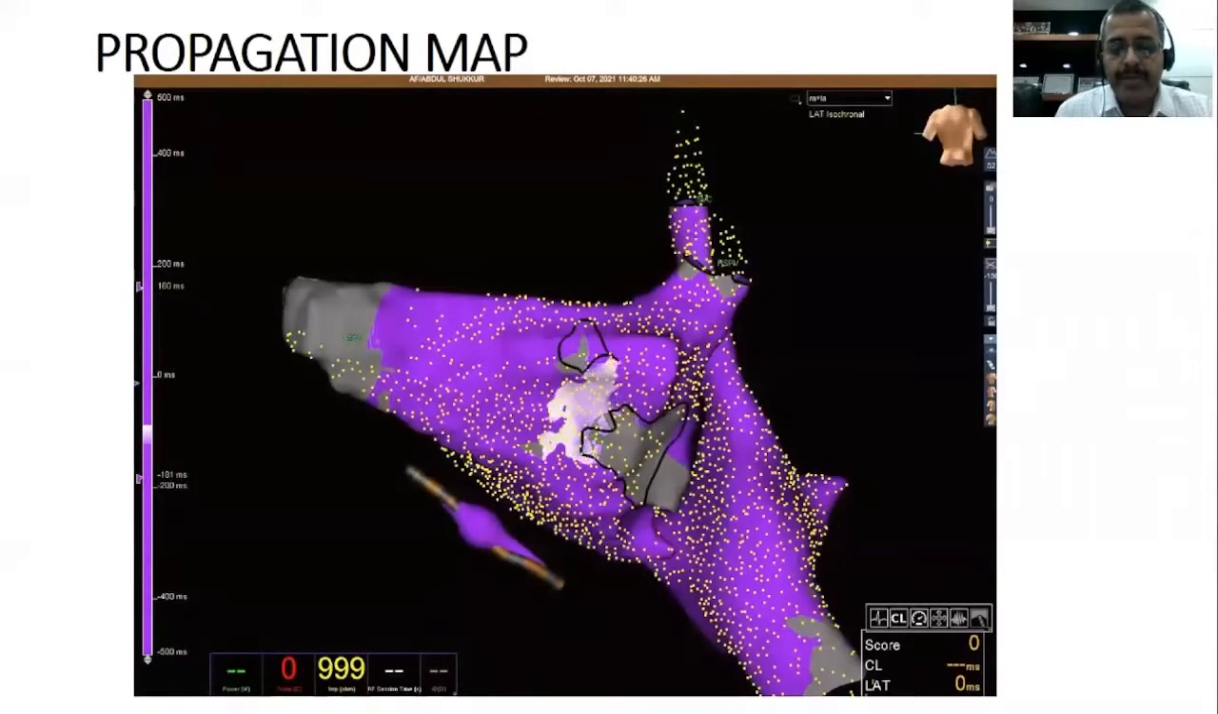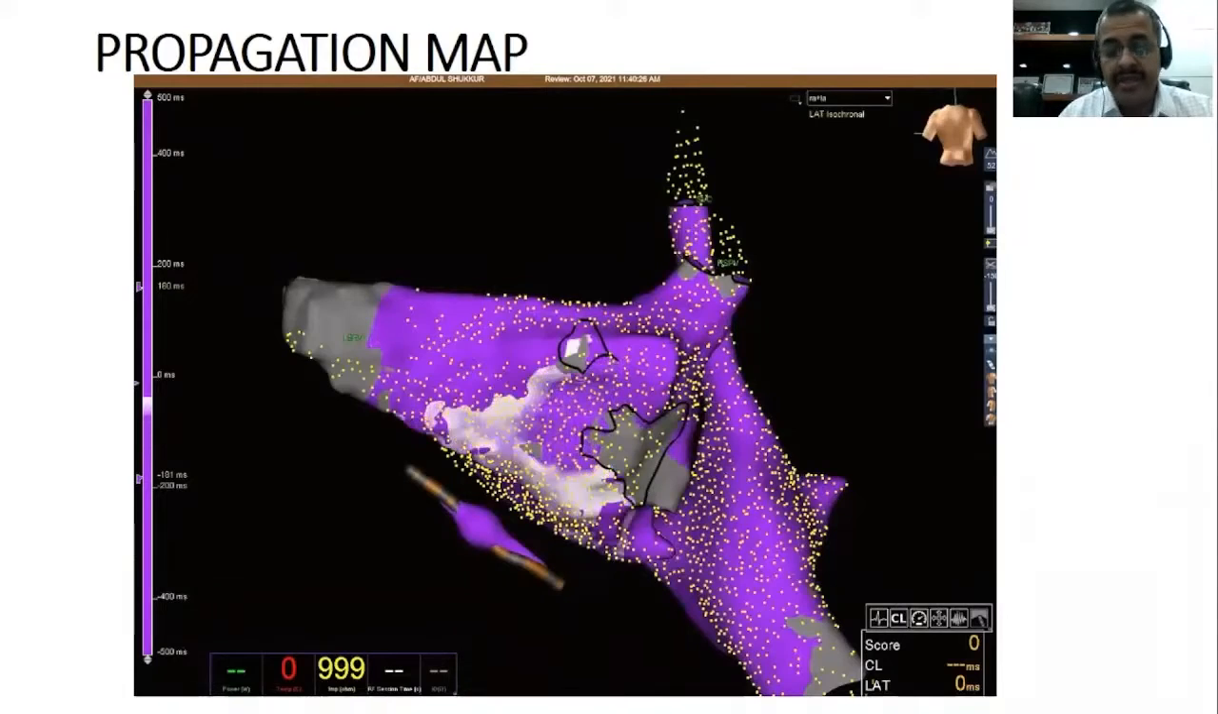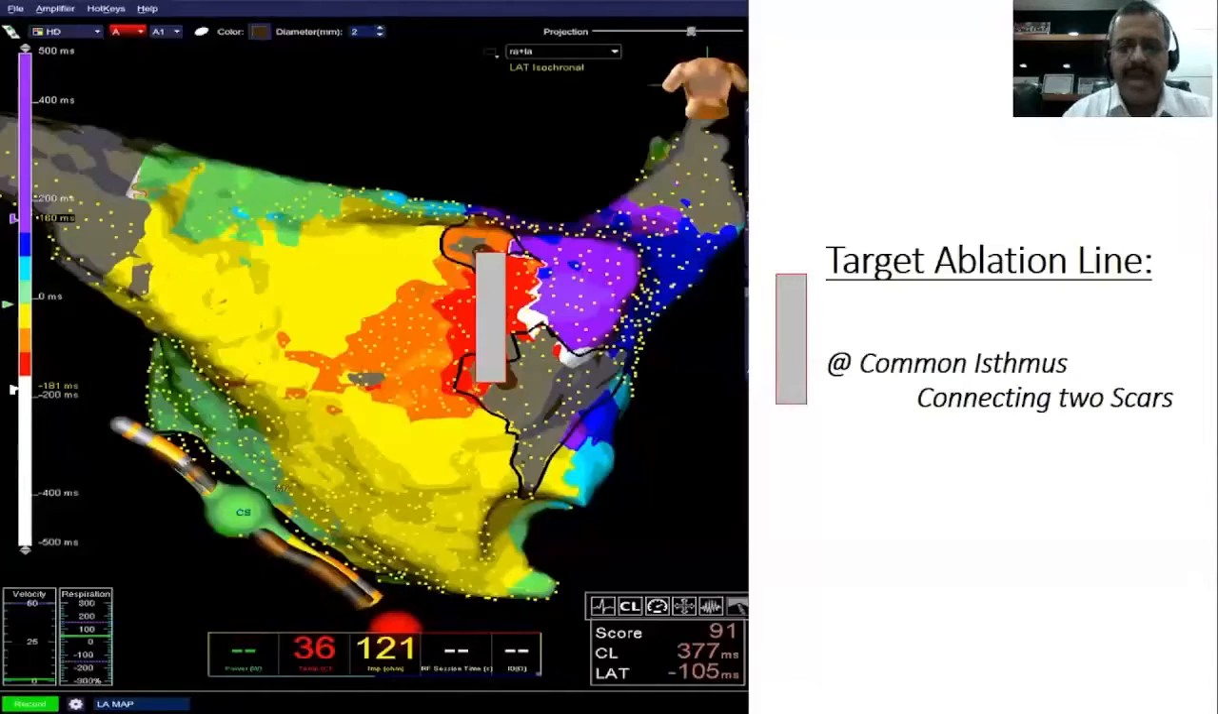And this is the propagation map, which clearly shows that this is a dual loop, figure of 8 flutter with a common isthmus in the area between the two scars. So this was clearly a figure of 8 dual loop flutter with a common isthmus between the scars in the posterior left atrium. And so once this was identified on high definition mapping, the target was very clear.